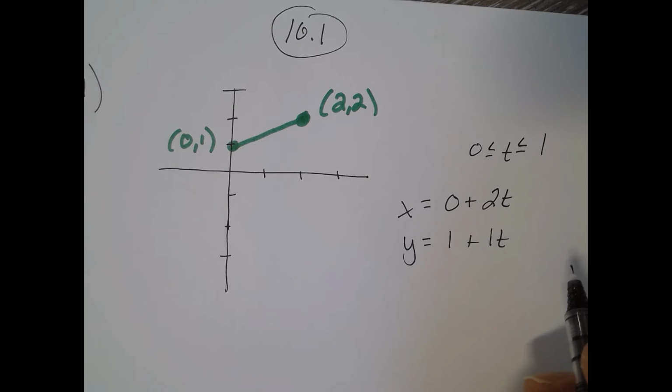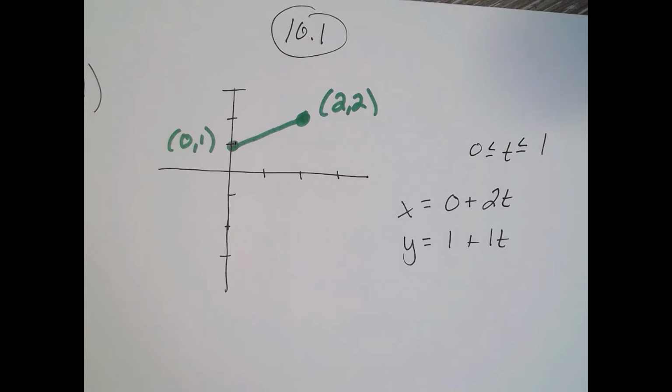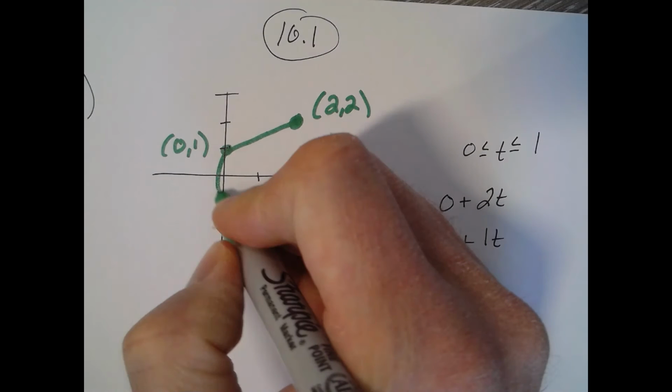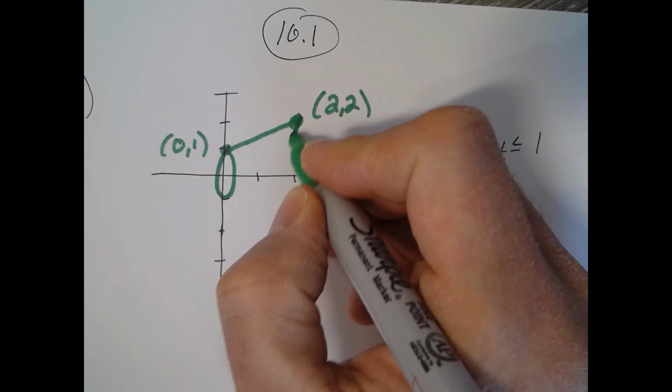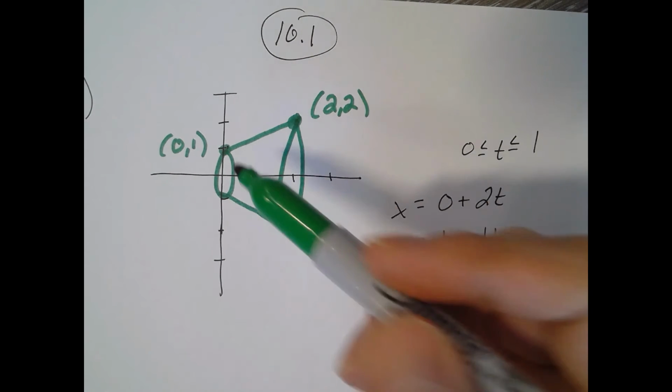Part B, find the surface area of the frustum using the parametric equations in A. Okay, so we've got to revolve it around the x-axis. So we're going to find the surface area of that.